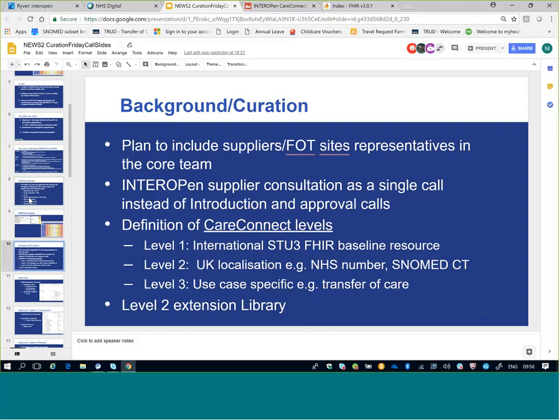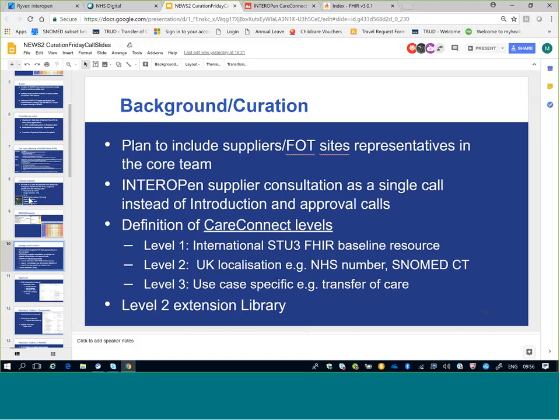I briefly talked about CareConnect levels. There is a hyperlink which takes you to a lot of detail if you're interested in the definitions, but in principle, level one is STU3, which is Standard for Trial Use 3 of FHIR, the baseline international resource, which is published at the HL7 international website. Level two is the UK localization of level one, which implies that we try to use as much of level one as possible and with as minimal changes as possible, but there are times we have to make changes for UK localization, for example, adding NHS number or SNOMED CT, which is not in the international base. Level three is UK specific, use case specific, for example transfer of care.